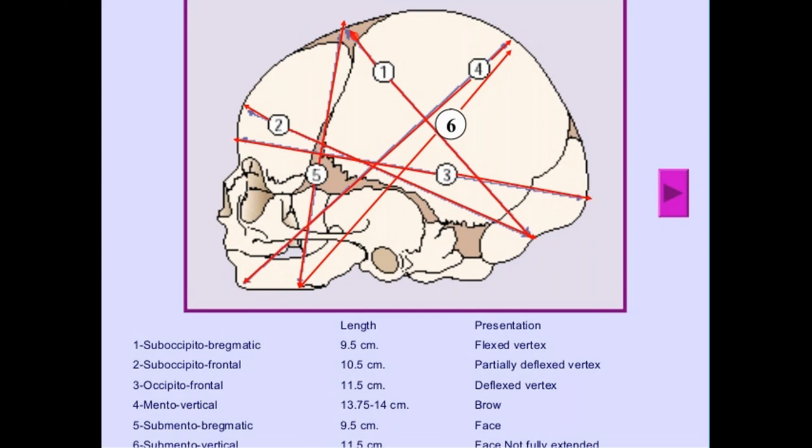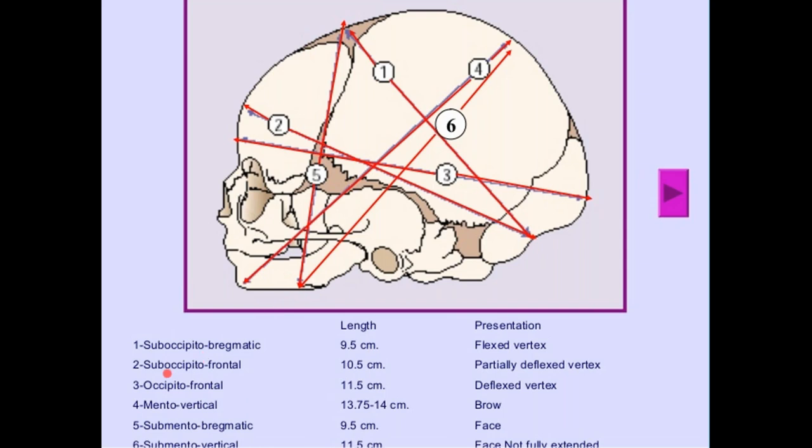It is a flexed vertex. Is it clear? From the nape of the neck to the center of the anterior fontanelle. This is the suboccipitobregmatic diameter, and the length is about 9.5 centimeters. It is the smallest diameter.